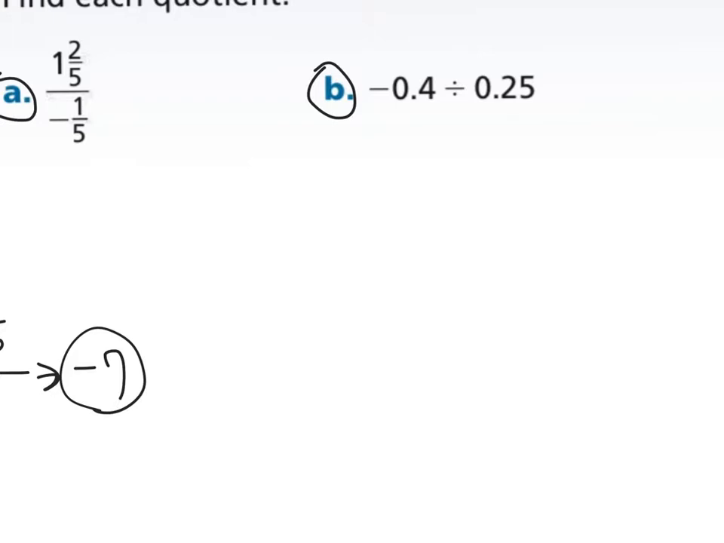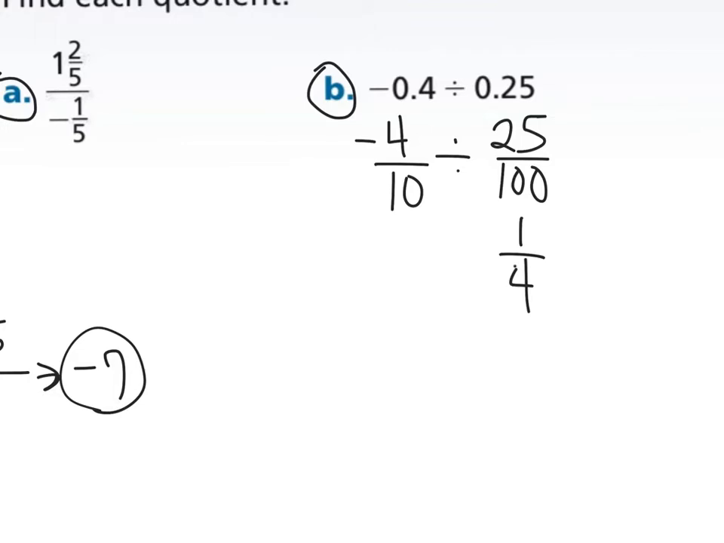So if we were writing these as fractions, negative 4/10 is our first decimal. The second one is 25/100. Now some of you may recognize 25/100. That's a quarter or a fourth of a dollar. So if you want to go straight to that, you can. And then the negative 4/10 we can reduce to negative 2/5. You don't have to do any of the reducing. It's just going to give you smaller numbers to work with.